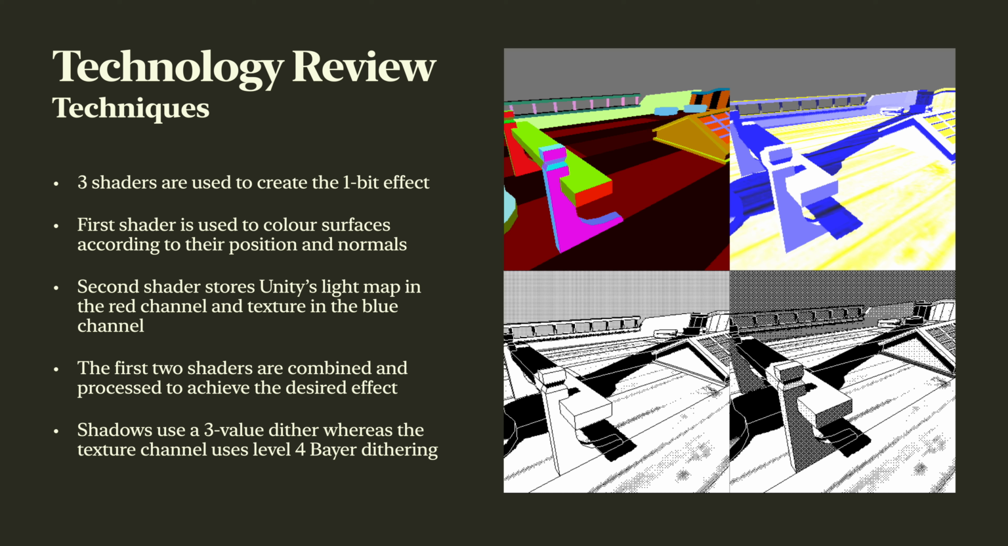The last shader combines the two and processes them into a final output. The outlines use a red lighting channel to determine their colour, whereas the texture is processed using blue noise dithering. Geometry also uses a level 3 or level 4 Bayer dither to add depth to objects. I'm not actually too sure which it is, but I'm pretty sure it's level 3 or level 4.